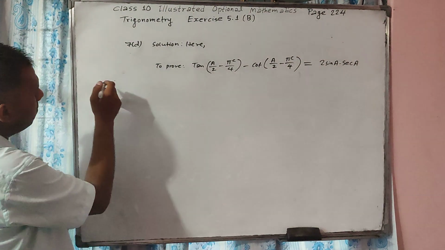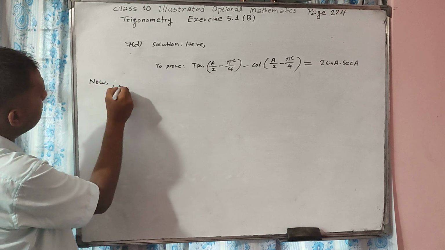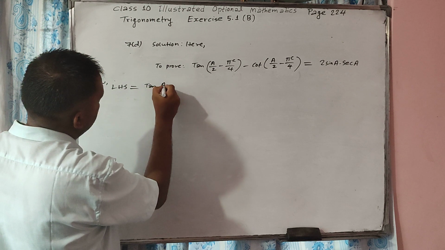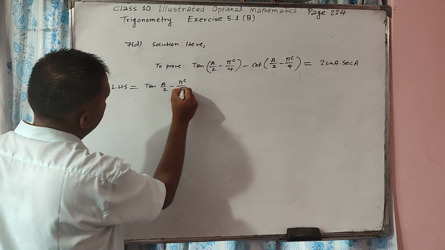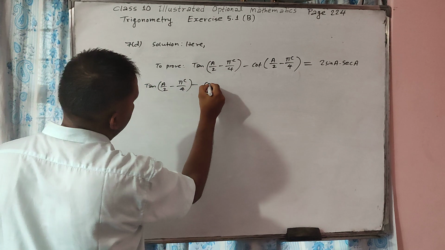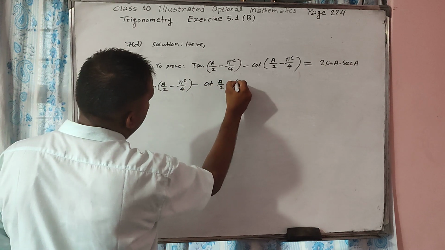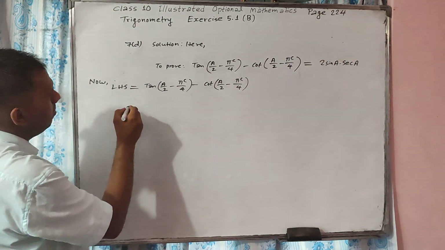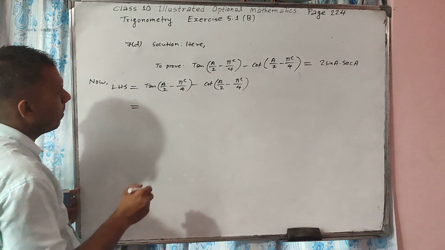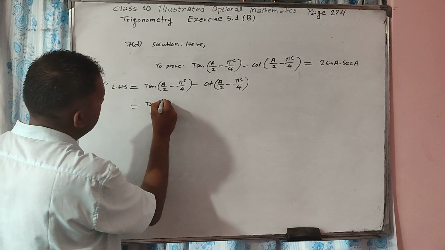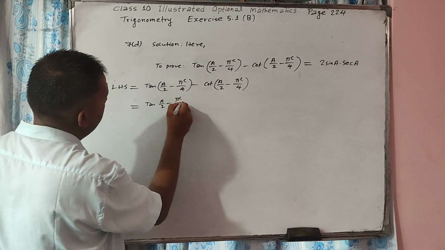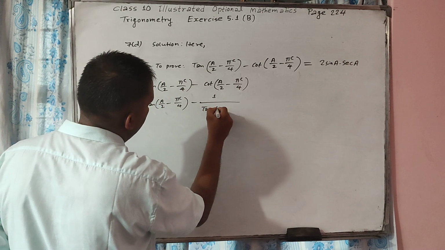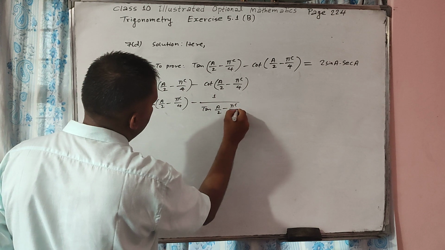Now LHS is equal to tan (A by 2 minus pi divided by 4) minus cot (A by 2 minus pi divided by 4), is equal to tan (A by 2 minus pi divided by 4) minus cot, that is 1 by tan (A by 2 minus pi divided by 4).